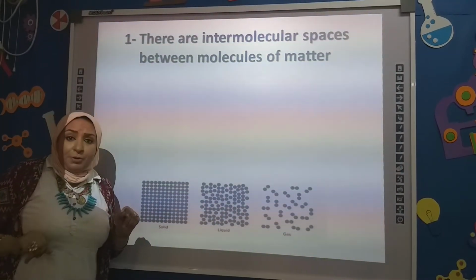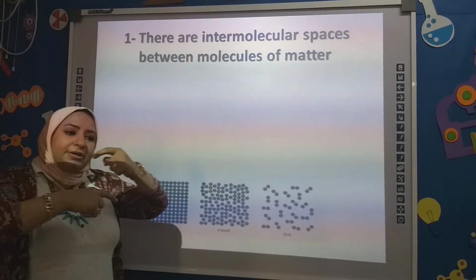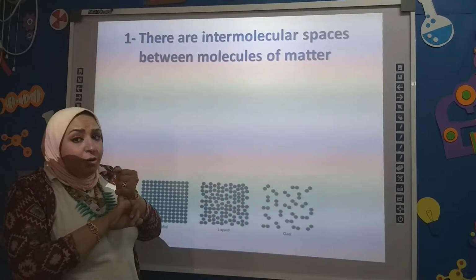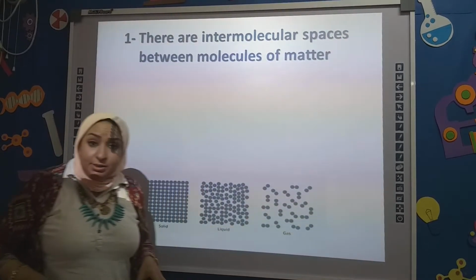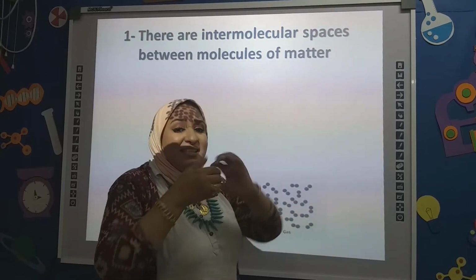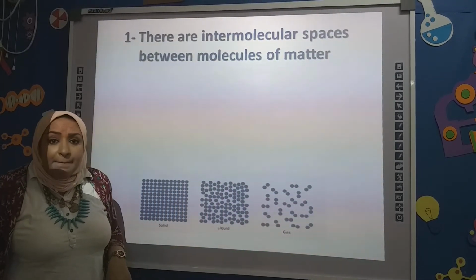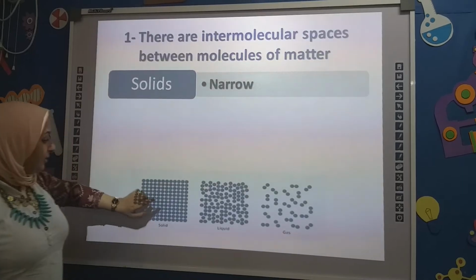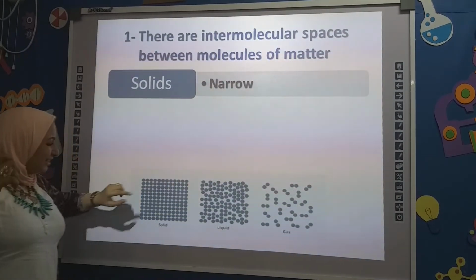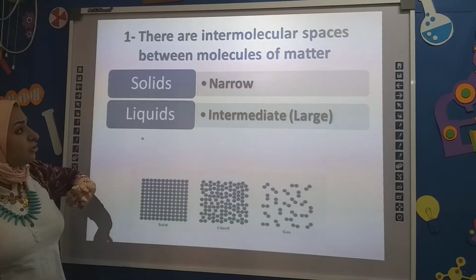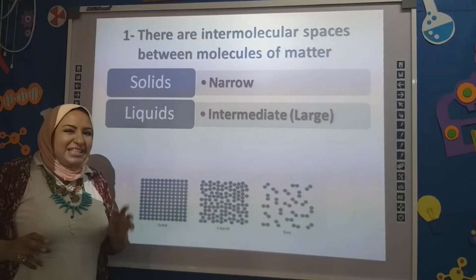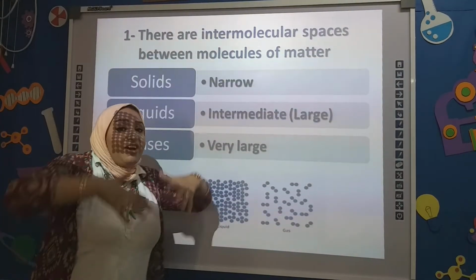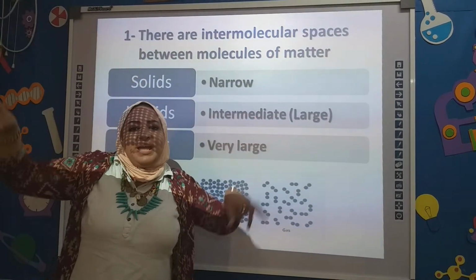We have three properties of molecules. First, molecules are in continuous motion, like in the case of perfume and potassium permanganate in water. Second, there are intermolecular spaces, spaces between molecules of matter. And the third property is that there is an attraction force or intermolecular force between molecules of matter. In solids, the intermolecular spaces are narrow, very small, tiny. In liquids, intermolecular spaces are large, intermediate, medium. It's larger than solid. But in gas, it's very large. Gas molecules are away from each other.